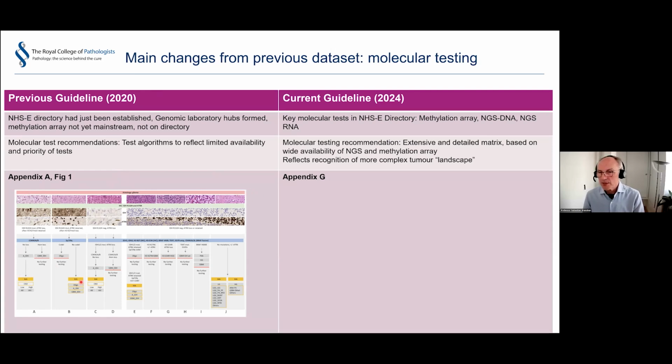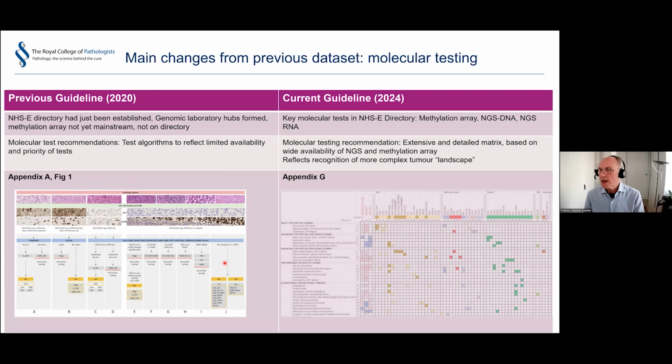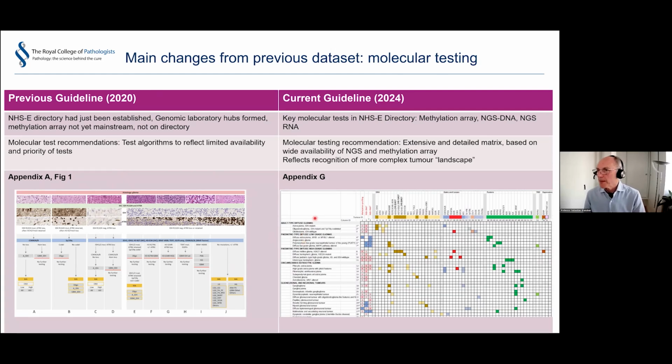The yellow areas here, methylation arrays, were a novelty at the time. So we made a kind of streamlined recommendation. This has now become a lot more complex. It's not possible to put in a decision-making tree, but this is now a very large, detailed matrix.